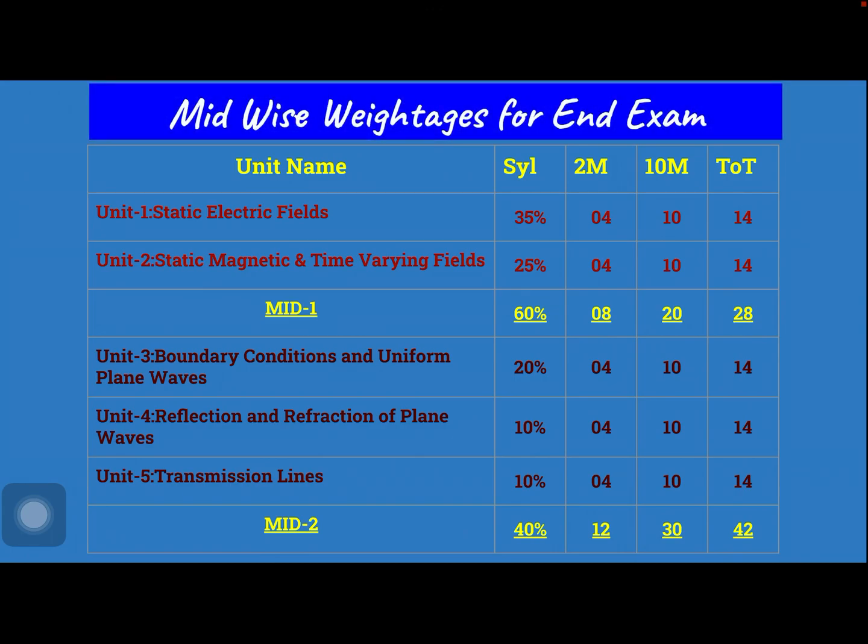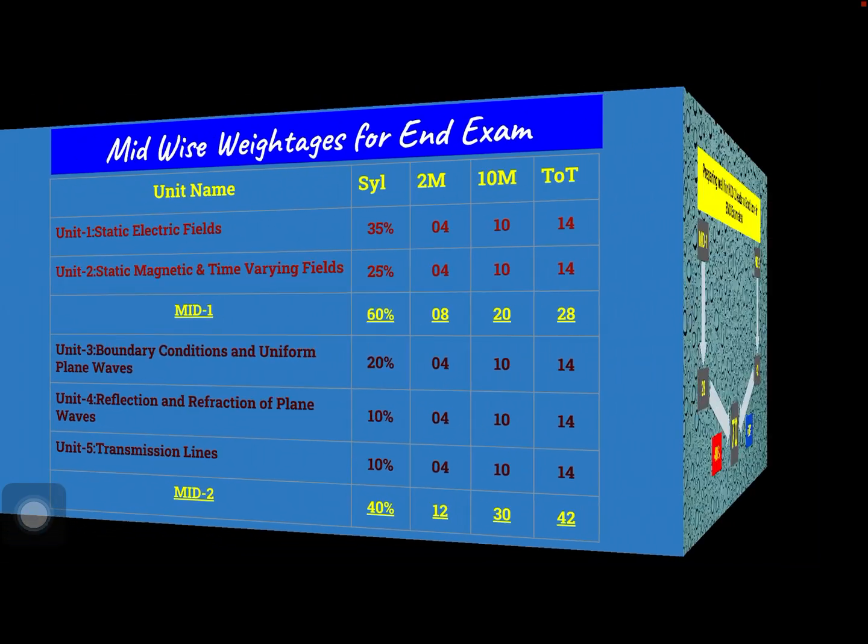Then coming to the mid-wise weightages for this end examination, unit 1 and unit 2 are for mid 1. They cover 60% of the total syllabus but give a total of 28 marks out of 70. Whereas mid 2, with unit 3, unit 4 and unit 5, which have a total syllabus weightage of 40%, gives you a total of 42 marks out of 70.